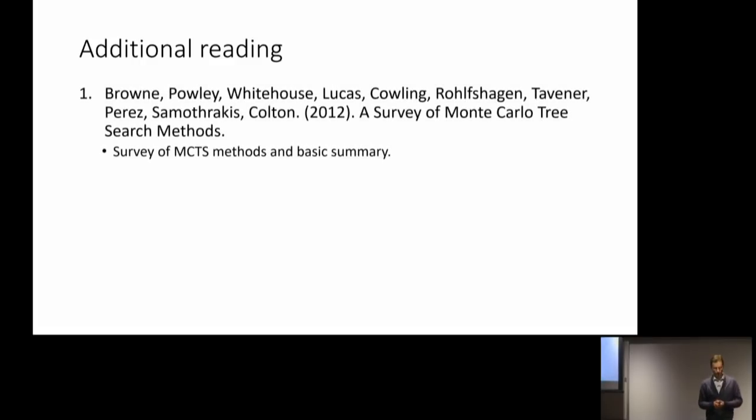So, some additional reading if you want to learn more about Monte Carlo tree search. This paper by Brown et al. is a survey of MCTS methods with a nice, basic pseudocode summary of the algorithm and a few variants. So if you want to learn more about different variants of MCTS, you can check that out.